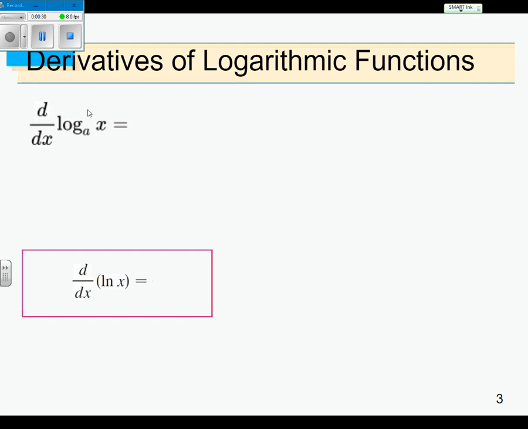Okay? So I'm just going to give you this idea of how to take the derivative of a log function. If I'm taking the derivative of log base a of x, where a is just a regular base down there, it is going to be 1 over x natural log of a.